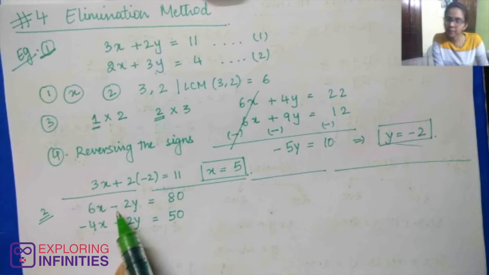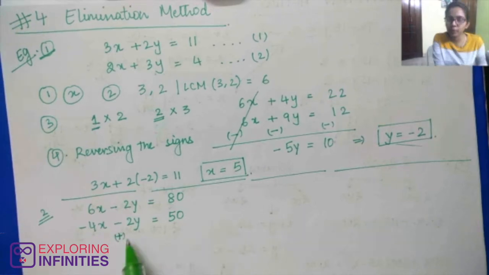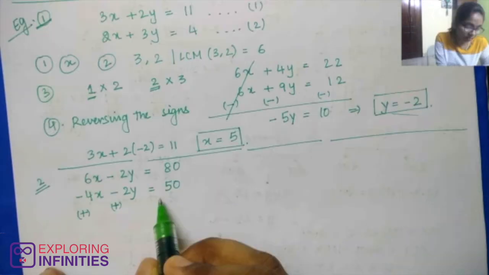So again, what we do is reverse the sign, make one of them plus and one of them minus always. Okay, so now we always change the signs of our second equation. So I write plus over here under my 2y of the second equation. Okay, so now next I change the signs of the other parts of the equation also. So minus 4x becomes plus 4x and plus 50 becomes minus 50.